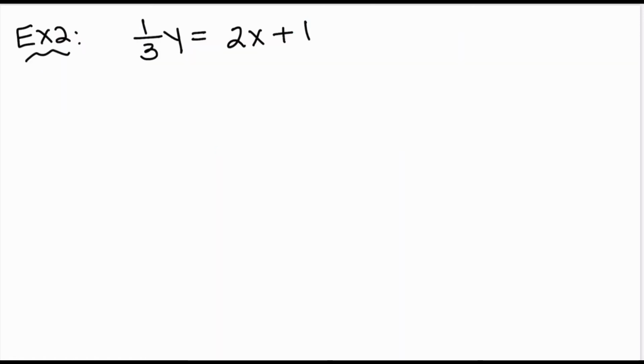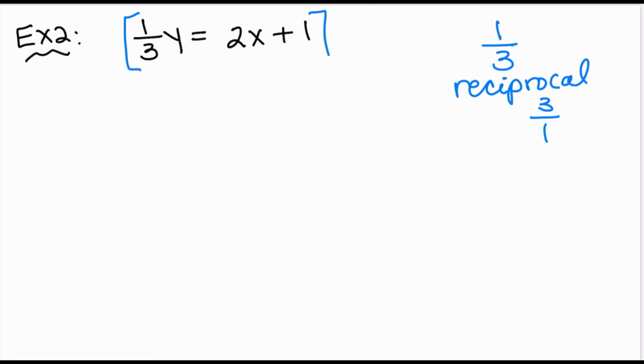Example 2. Now we have 1/3 y equals 2x plus 1. Again, in this case, the y is not by itself, and there's a fraction next to it. So in order for me to get rid of the fraction, what I'm going to do is multiply the entire equation by the reciprocal of 1/3. The reciprocal of 1/3 is exactly what you get when you flip it. Okay, so in this case, the reciprocal of 1/3 is going to be 3 over 1. So what I'm going to do is multiply the entire equation by 3 or 3 over 1.